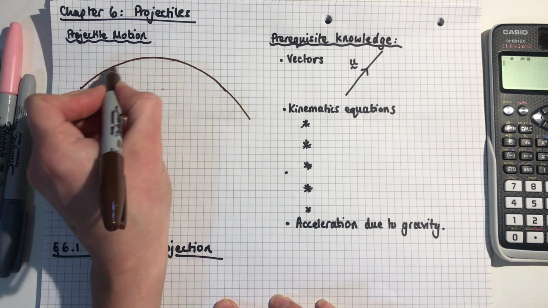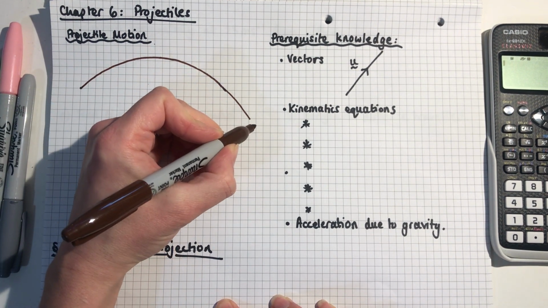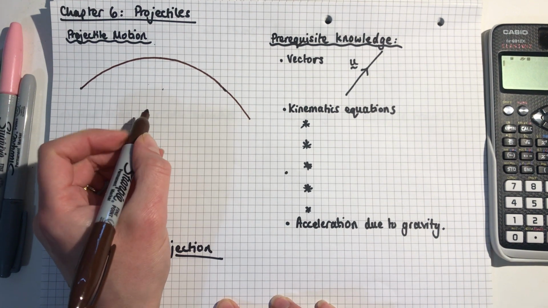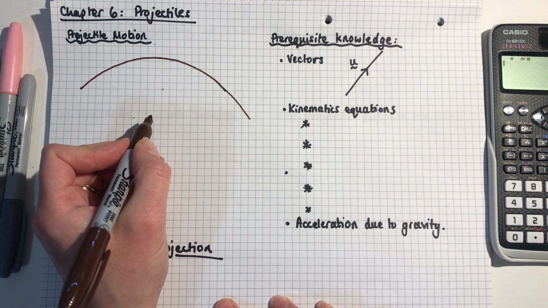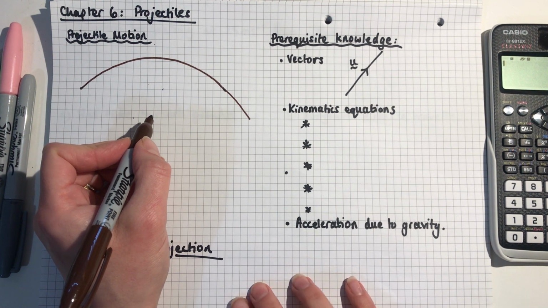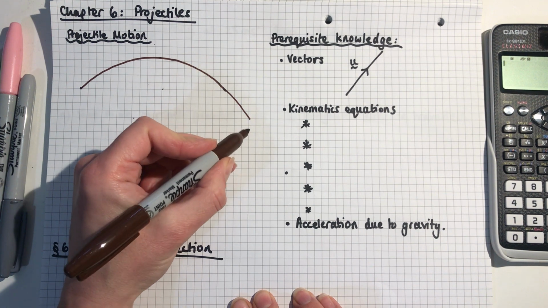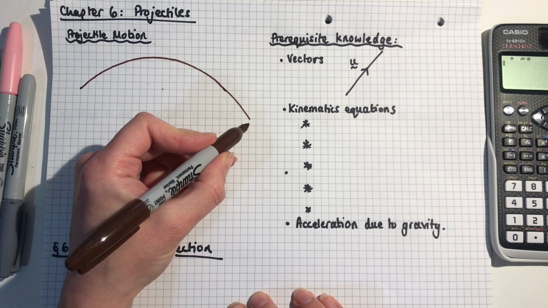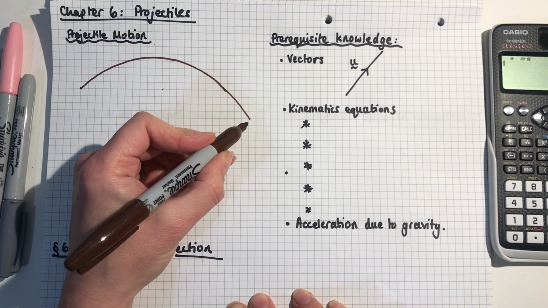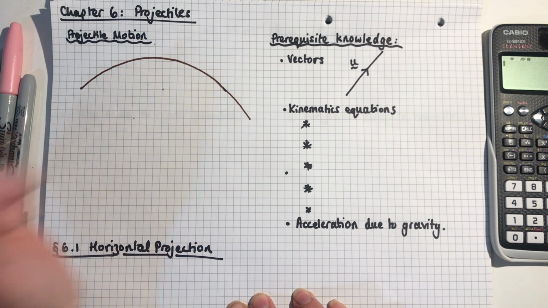But you'll recognise the shape of this motion because this is a parabola, which is the shape of a quadratic equation. And believe it or not, and we'll see throughout this chapter why, projectile motion always forms a parabolic shape. So projectile motion is modelled using quadratic equations.